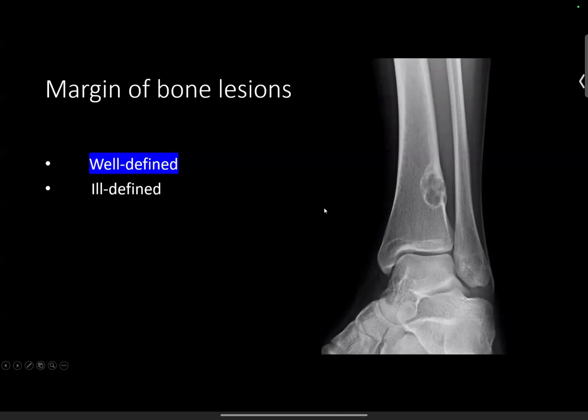What about the margin of the lesion? I like to use well-defined and ill-defined rather than narrow zone or wide zone. When I look at this lesion here, I see a bubbly, lucent lesion with a sclerotic rim. The body has been able to contain this process. That is a benign feature. It has low biologic activity. It is eccentrically located, touching a cortex, and it has a well-defined margin. So when you say to yourself, well-defined, I want you to say, this is a benign appearing lesion. This is another example of a non-ossifying fibroma.